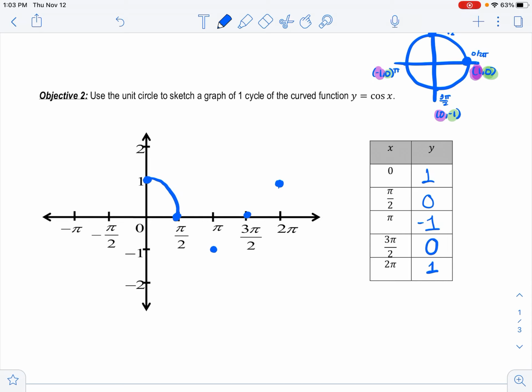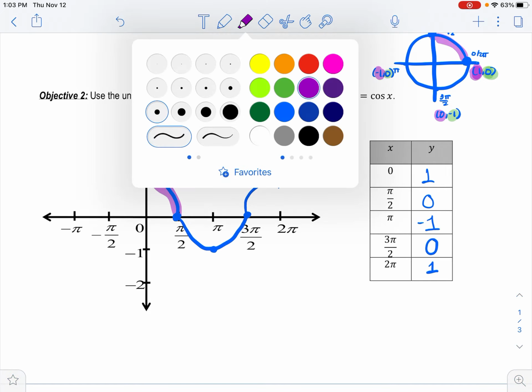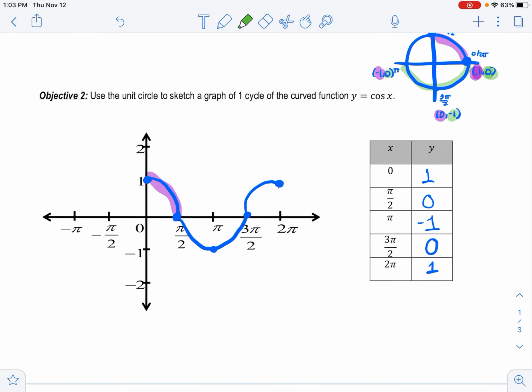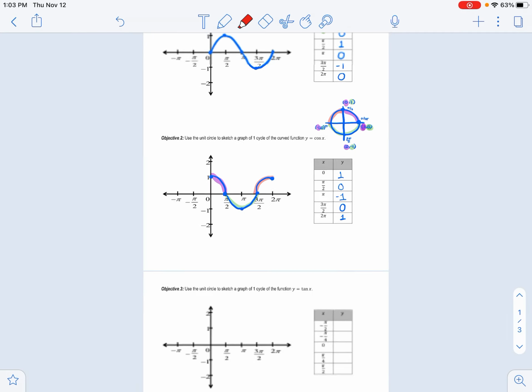So this is like the upper right-hand part of the unit circle. This is the bottom part of the unit circle. And this is like the upper left-hand part. And when I say the upper right-hand part, I mean this part is this part. Then this part right here is this right here. And finally, this part right here is this right here. You see that? Okay.